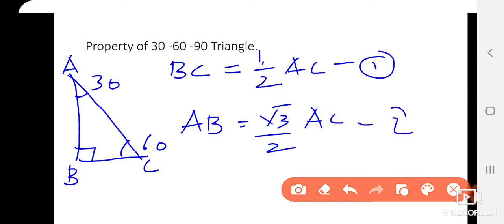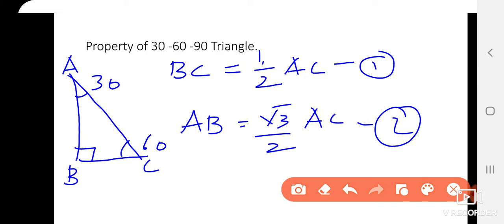Here also, you have to write the reason for this formula. So you write this formula and write it is a 30 60 90 triangle. Now suppose in a triangle they have not mentioned that it is a 30 60 90 triangle, you cannot just use this formula. So first you have to prove that it is a 30 60 90 triangle, and only then you have to use this formula.